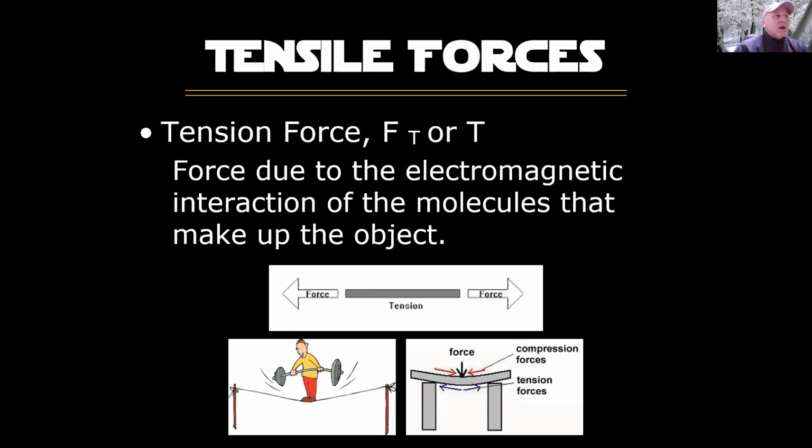Tension, we call it FT, or you can just call it T. It's an electromagnetic force because it's how the molecules are interacting with each other on both objects, on a microscopic level. But it's a ripping apart force, right? Here you got this guy standing on a wire, so we know that that's in tension. You tune your guitar, you loosen the strings or you tighten the strings, or same with a piano, right? You put more tension in it, makes a different sound. That's part of the waves unit.